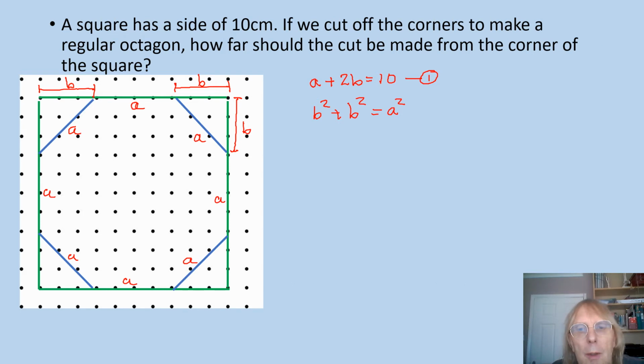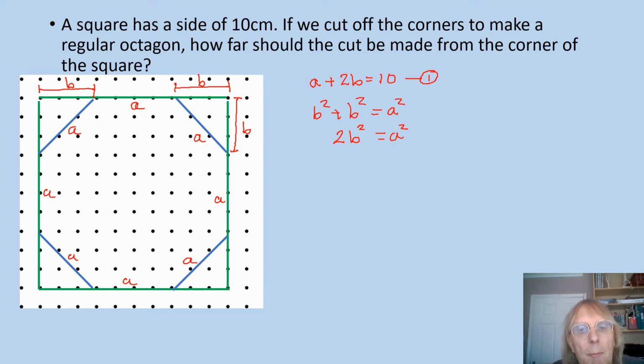So we can simplify that. We're going to have 2 lots of B squared equals A squared. Okay, make sure you think of it like that, because the temptation for some people would be to think, oh, if I square root the whole lot, I'm going to have B plus B equals A, which is not going to happen. You've got 2B squared equals A squared.